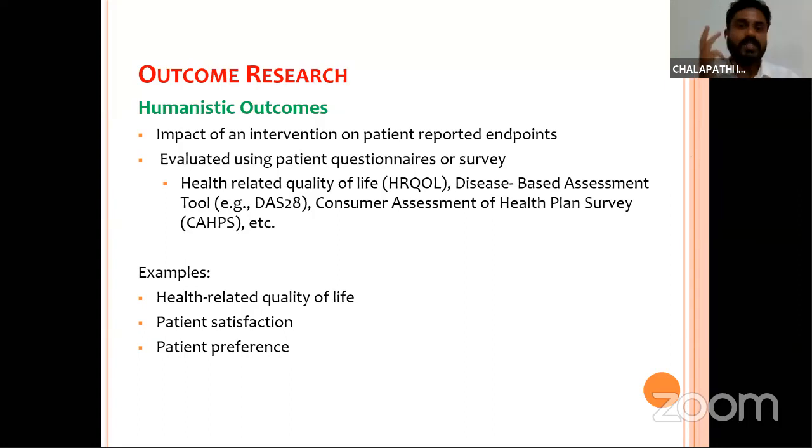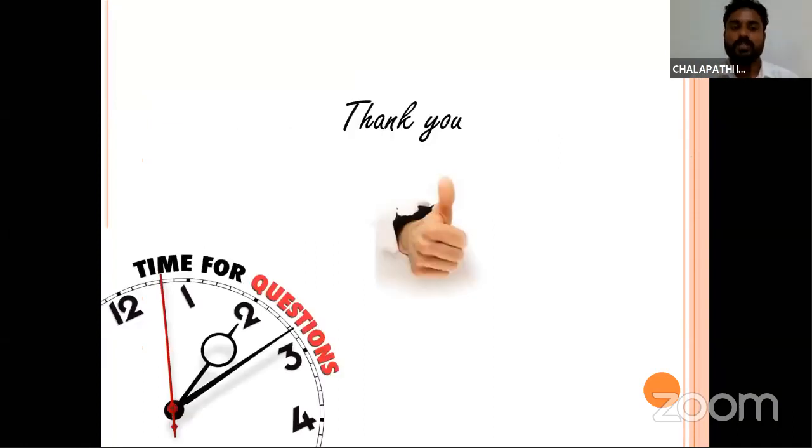So these are the three outcomes. The clinical outcome, as I said, can be measured. The second one is the economic outcome, which can be measured in terms of cost. And the third one is the humanistic outcome. This is about outcome research. And here I end my first presentation, which is on the basics of, or introduction to, pharmacoeconomics and outcome research.